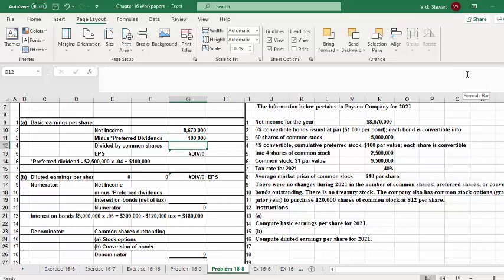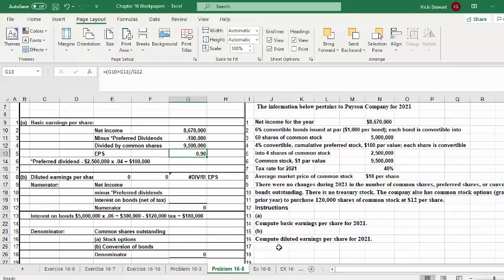We would divide that by the common shares. The problem told us that we have common stock at $1 par value, so $9,500,000 would also be equal to 9,500,000 shares. So we have basic earnings per share of 90 cents per share.